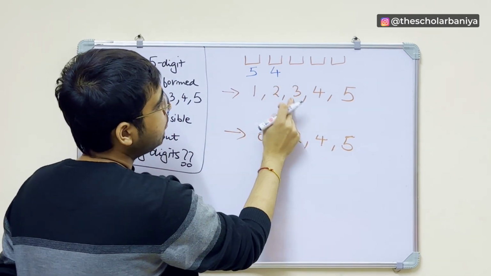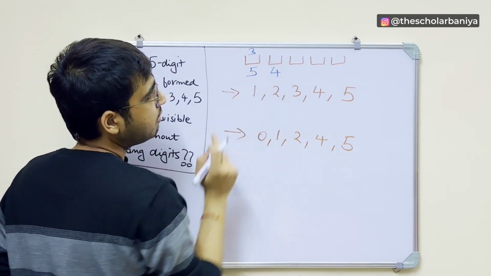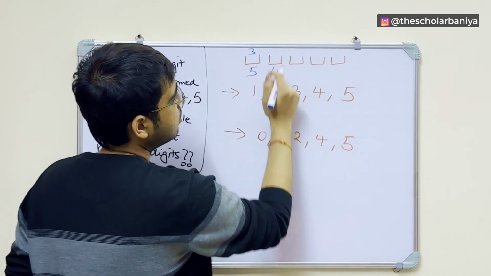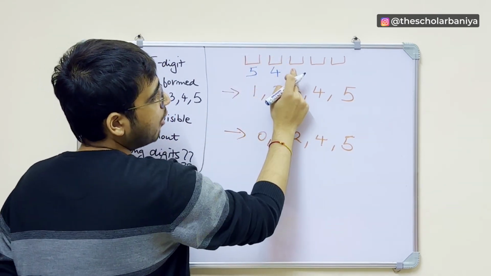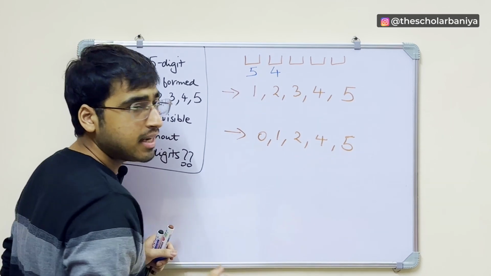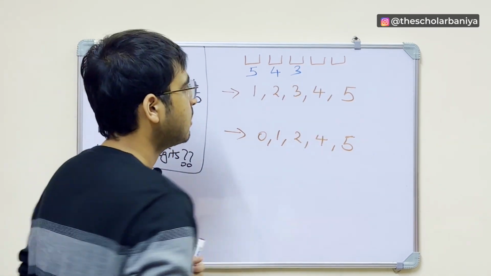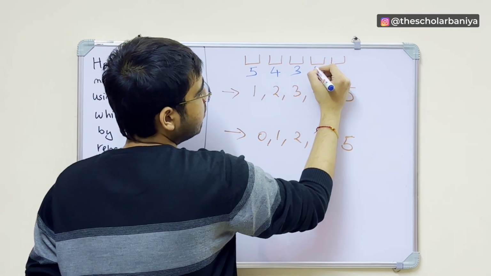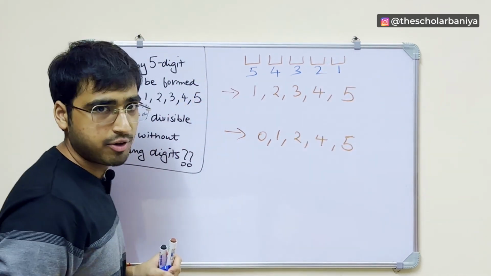For example, if we put 3 over here, then what all can we put over here? 1, 2, 4, 5. So there are 4 possible options, right? Similarly, how many possible options will be there in the third place? There will be 3 possible options. I hope this makes sense, right? Similarly, for here, there will be 2 possible options, and in the last, we will only have one number left.